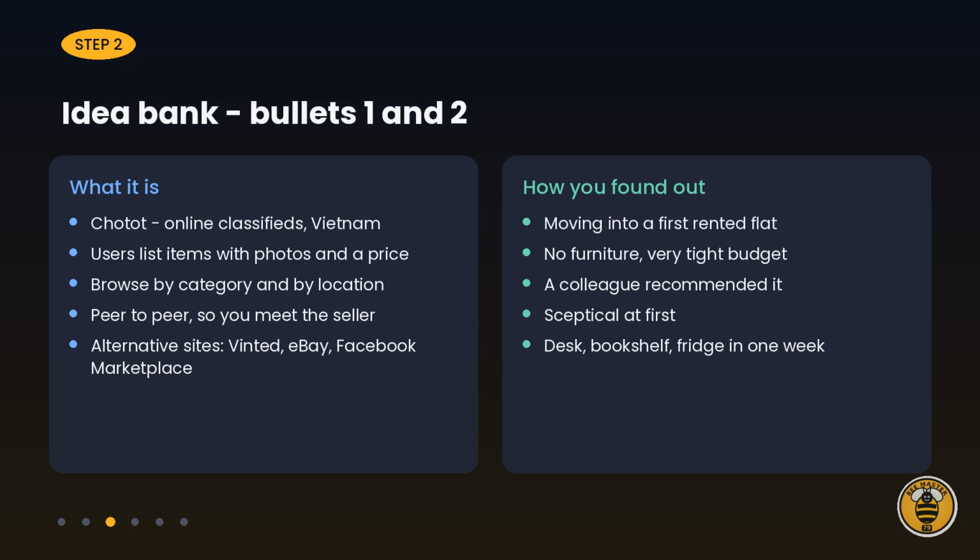Now the ideas. For bullet 1, keep it factual, what the site is, and how it works in 2 or 3 details. For bullet 2, the strongest stories have a small obstacle in them. Moving flat with no furniture and no money is an obstacle, a recommendation, some initial doubt, and then a result. That tiny shape is what makes a story sound real.